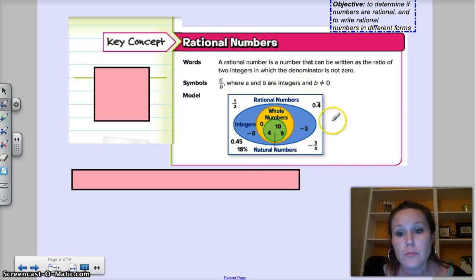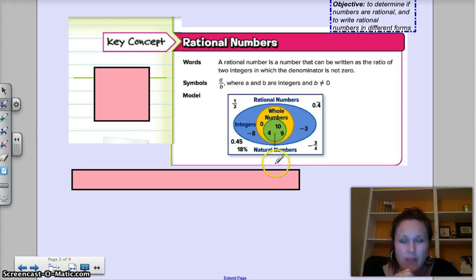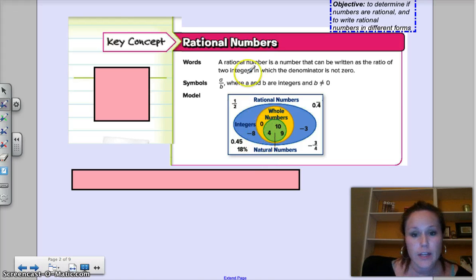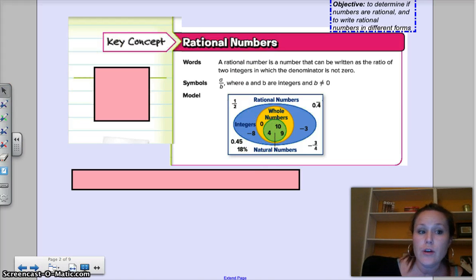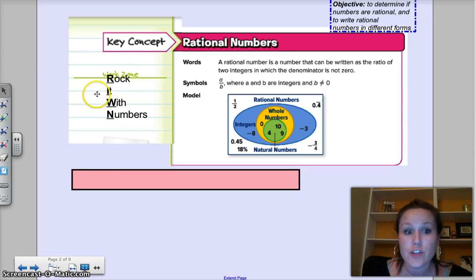And then our model is this. We have rational numbers as all these on the outside. Within rational numbers, we have integers. Within integers, we have whole numbers. And then within whole numbers, we have natural numbers. We will talk more about the subsets of rational numbers and the real number system later. But what I want you to know at this point is I want you to know two things. I want you to know rocket with numbers. R stands for rational. I stands for integers. W stands for whole. And N stands for natural.